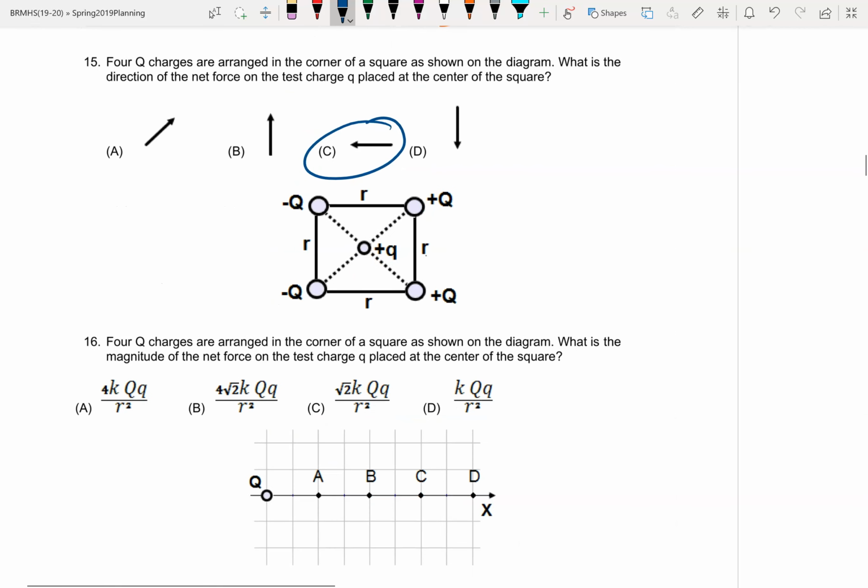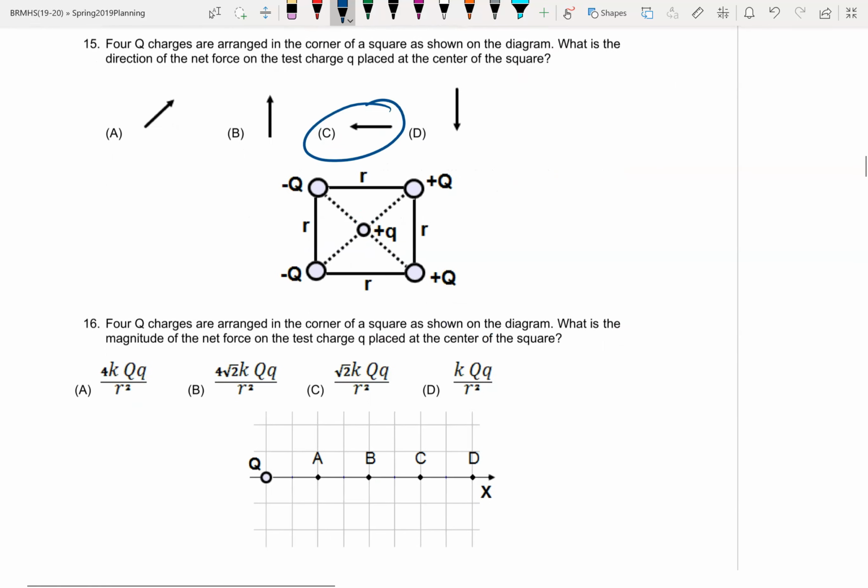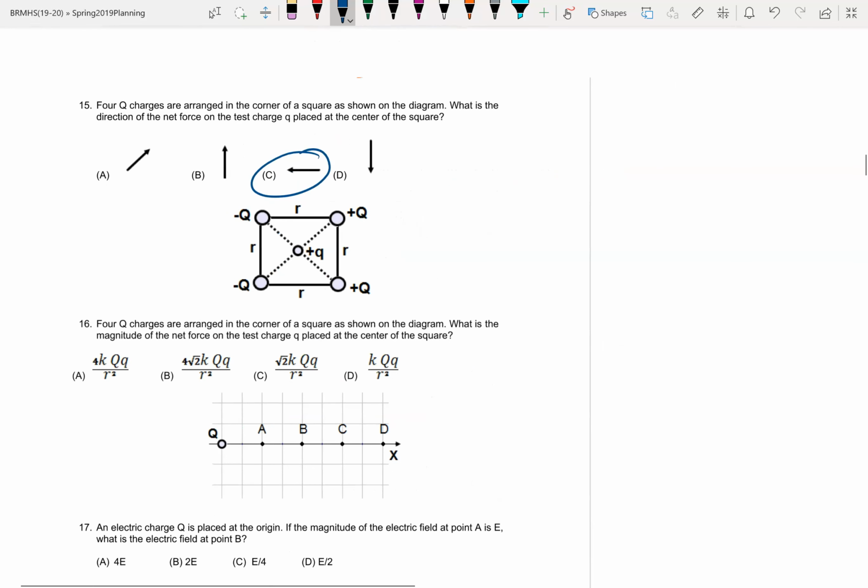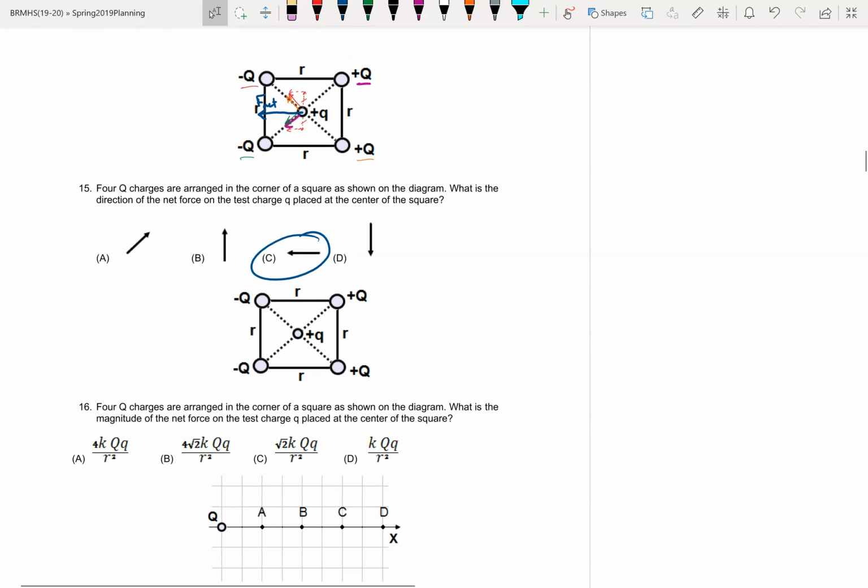Okay, last one. 4 capital Q charges are arranged in the corner of a square shown in the diagram. What is the magnitude? Oh, magnitude. The net force on the test charge, little q, placed at the center of the square. So now we want to know magnitude. How strong is that force? We just showed its direction up there. It's the same setup, but now we want to know exactly how big it is.